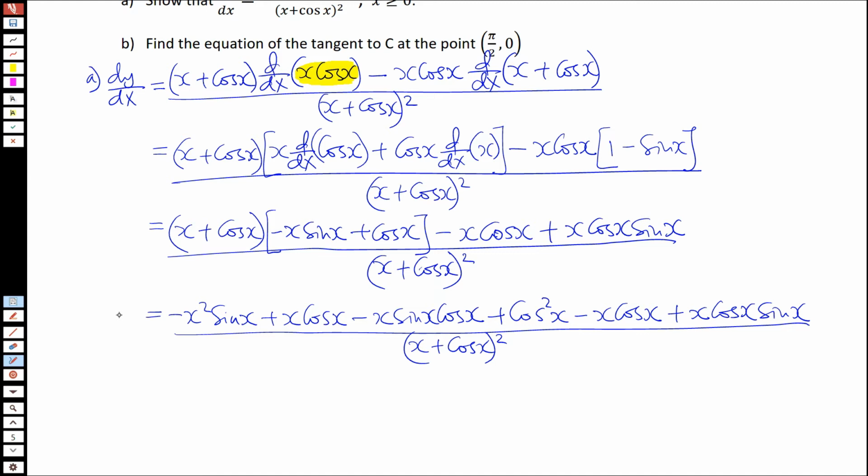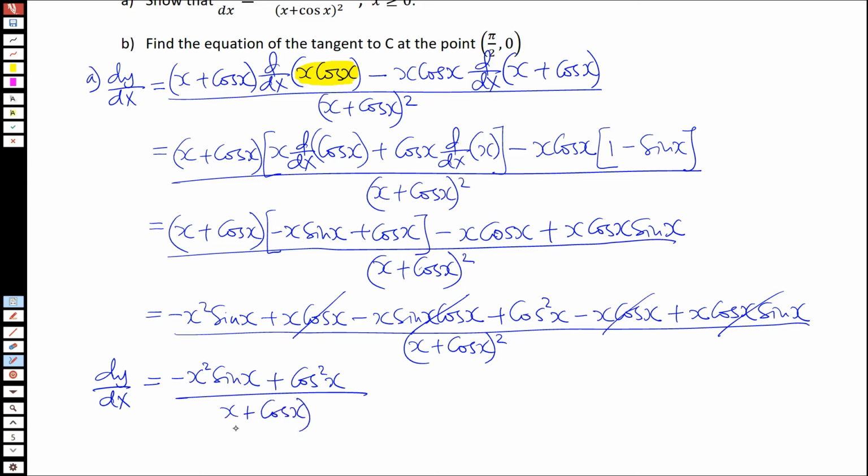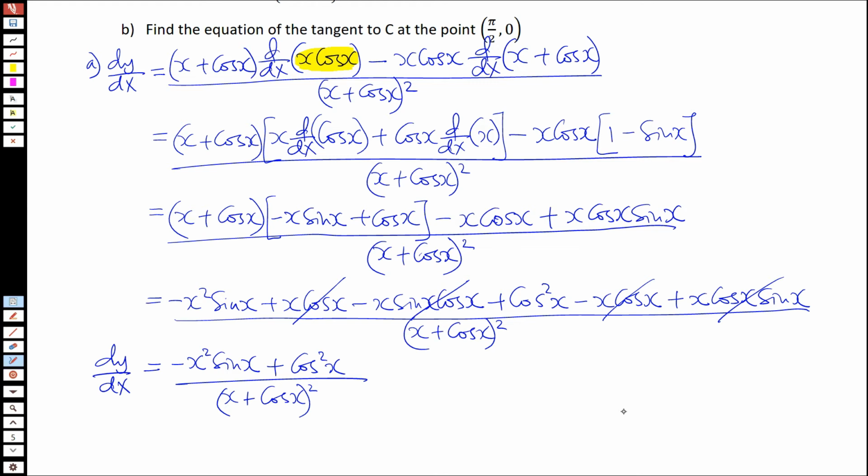One thing that will happen is that a few things will cancel. So this will cancel with that, and this will cancel with that. So what we shall be left with, this will be dy over dx, which is the gradient function, negative x squared sine x plus cos x squared over x plus cos x squared. So that's part A.